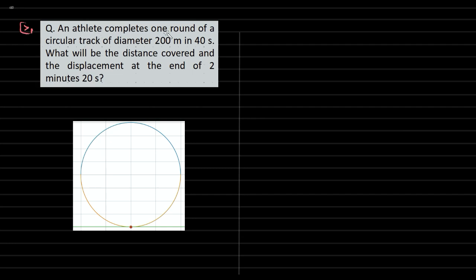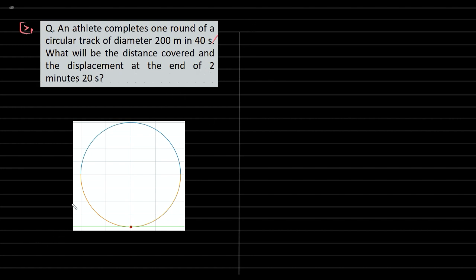An athlete completes one round of a circular track of diameter 200 meters in 40 seconds. What will be the distance covered and the displacement at the end of 2 minute 20 second? So the question is quite simple. We have a person running around a circular track. So we are looking at what is the displacement at the end of 2 minute 20 second.